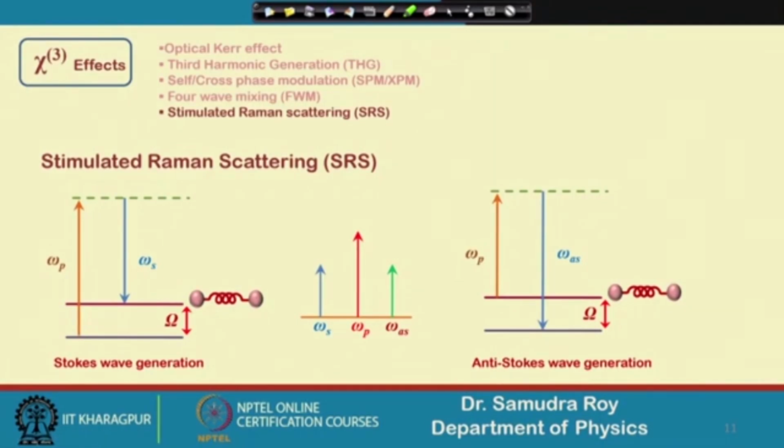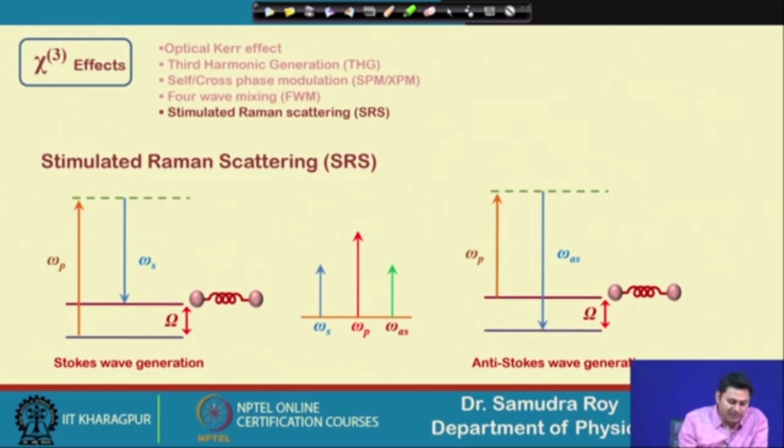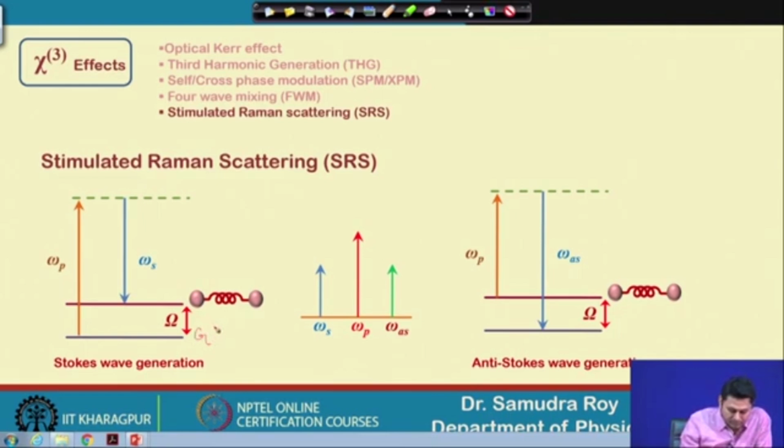This is a very important phenomenon. In the Raman effect, we know that when I launch an electric field with some frequency omega p, the molecule will go from one energy state to a higher energy state, and then it returns back. Say this state is the ground state, and this is the first excited state.